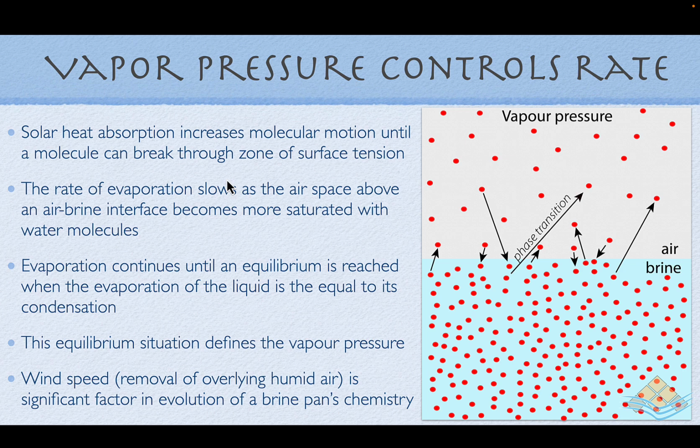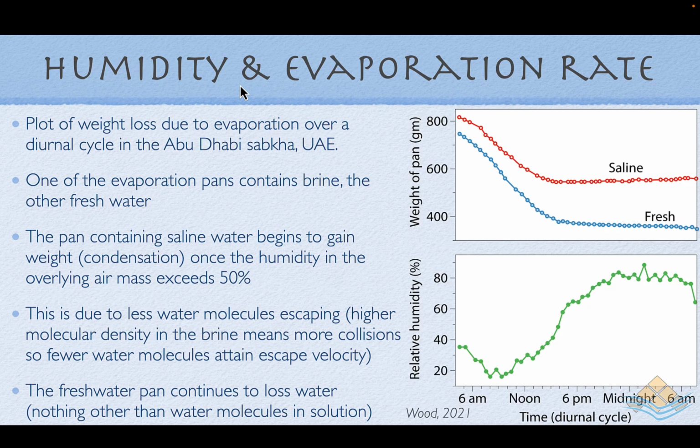One of the factors that's also going to influence this is whether the air mass above that brine is static or whether there is wind blowing away that water mass above the brine, allowing more water molecules to escape from the brine pan. In 2021, Wood documents an interesting experiment that's been done in the Abu Dhabi sabkha. In that experiment, they laid out on the sabkha surface two evaporation pans, one containing brine, saline water, the other containing fresh water, and they monitored the weight of those pans over a diurnal cycle, over a bit over 24 hours, with weight loss indicating evaporation.